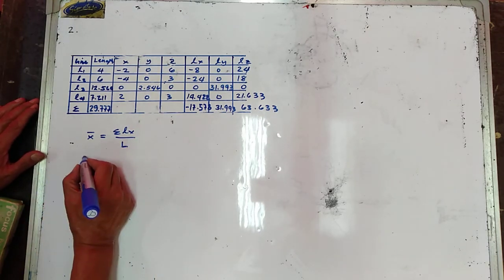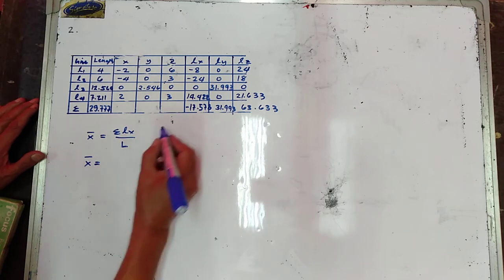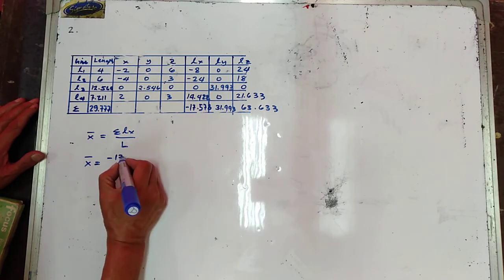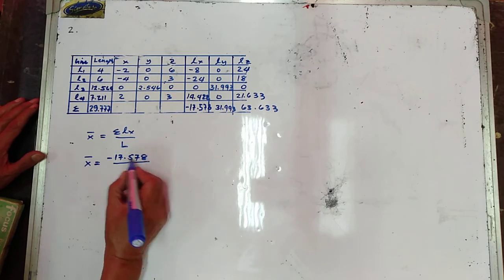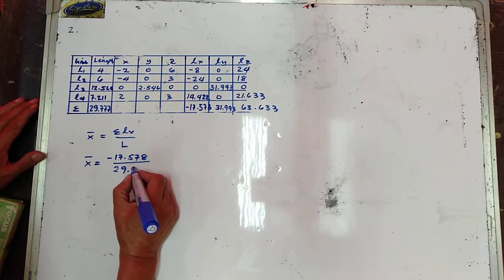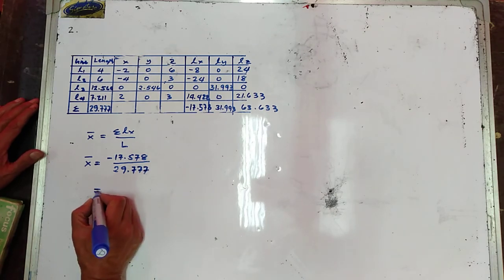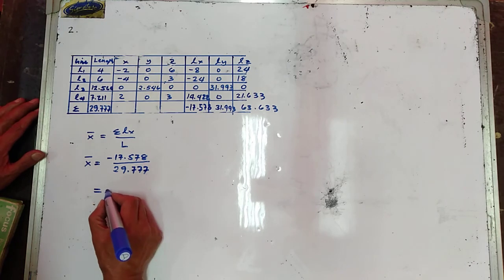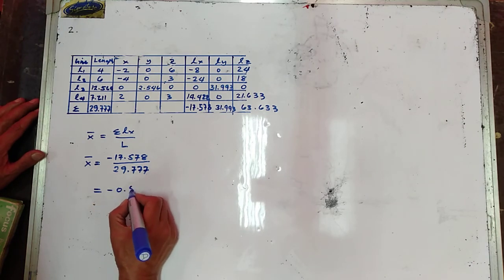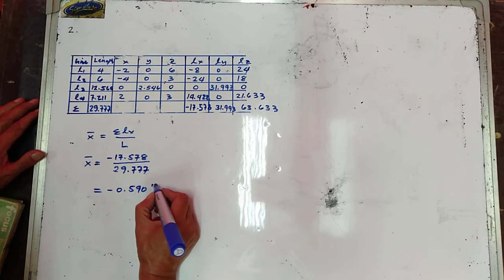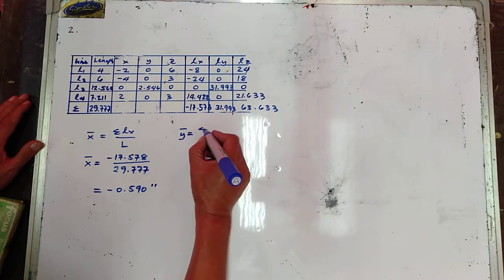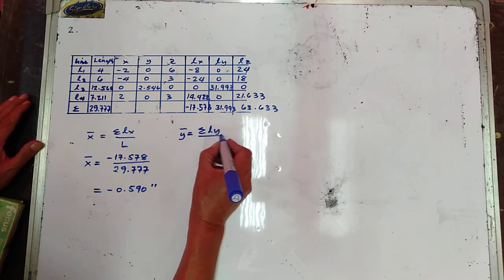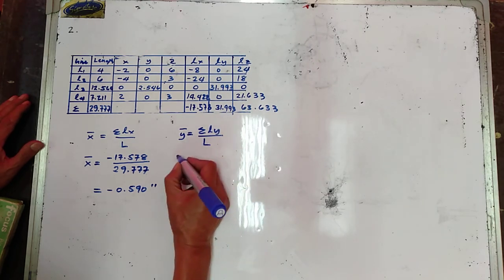So let us try to determine now bar X is now equal to summation Lx all over the total length. So your bar X is equal to negative 17.578 all over 29.777. So your bar X is equal to negative 0.590 inches.